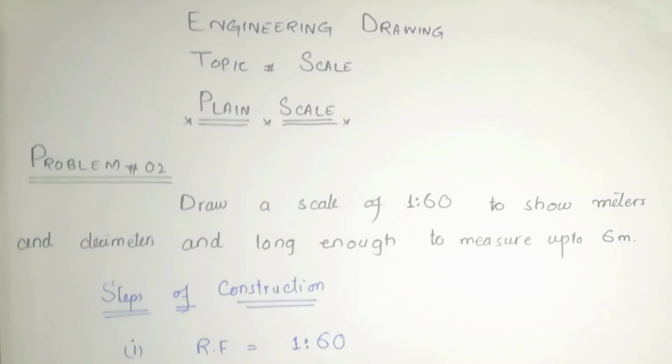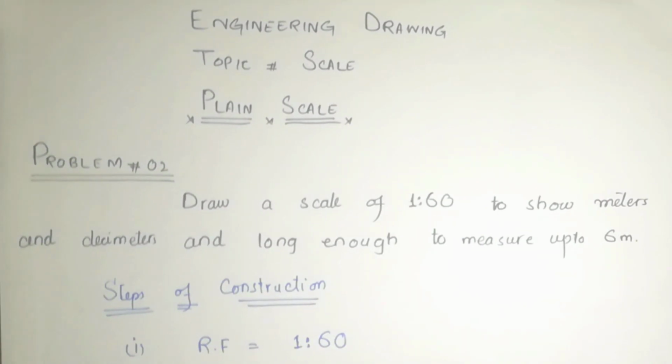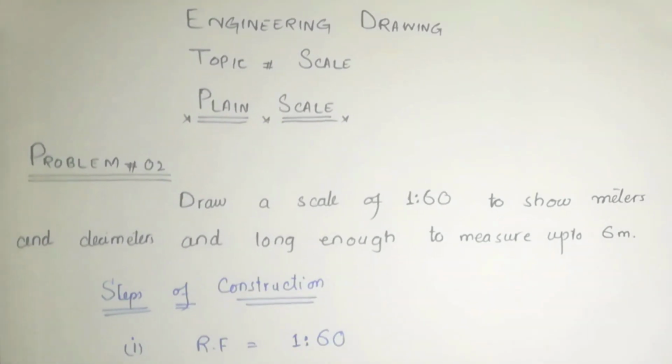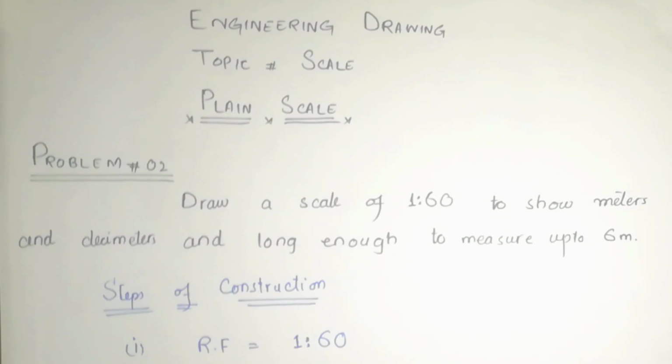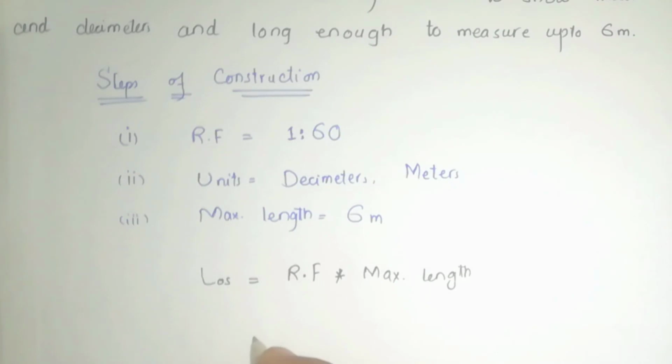So you know that the length of the scale can be obtained by the formula: length of scale is equal to the representative fraction multiplied with the maximum length, that is the maximum length which can be measured by the scale. Adding the values, the representative fraction is 1 divided by 60 multiplied by the maximum length, that is 6 meters.